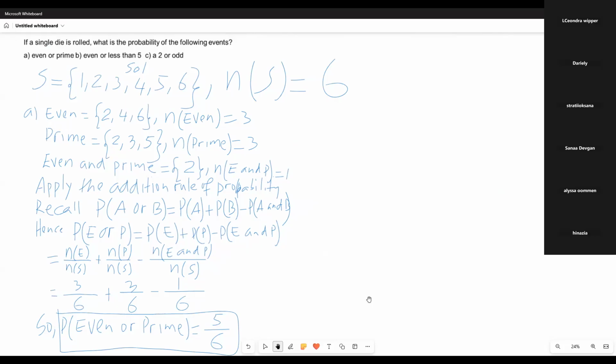Is this clear to everyone? Yes. Okay. Let's move to part B.